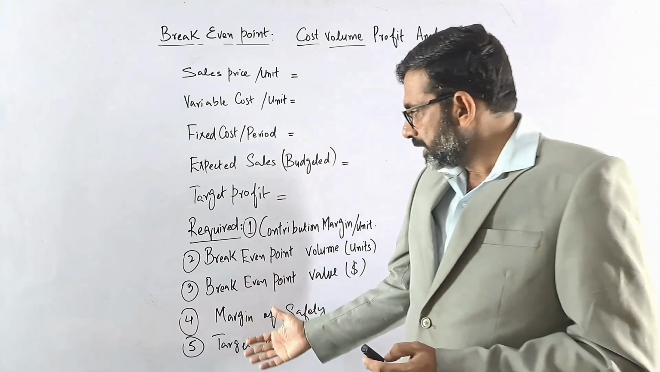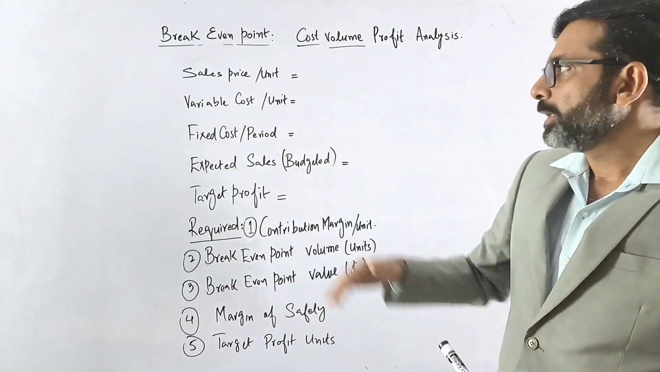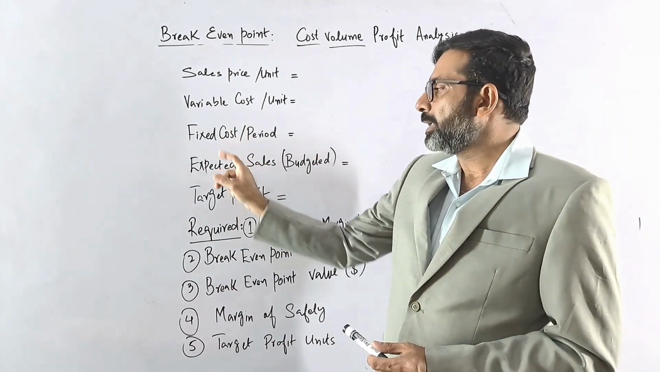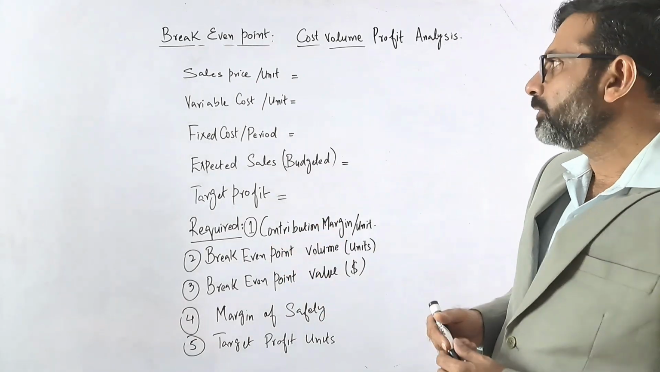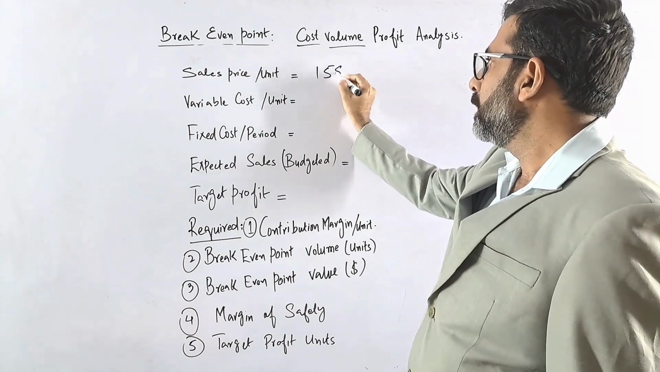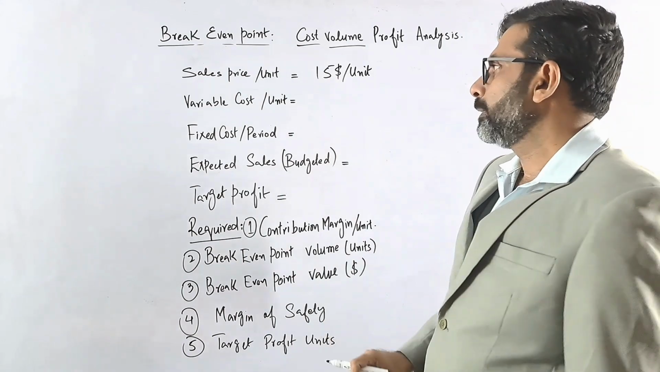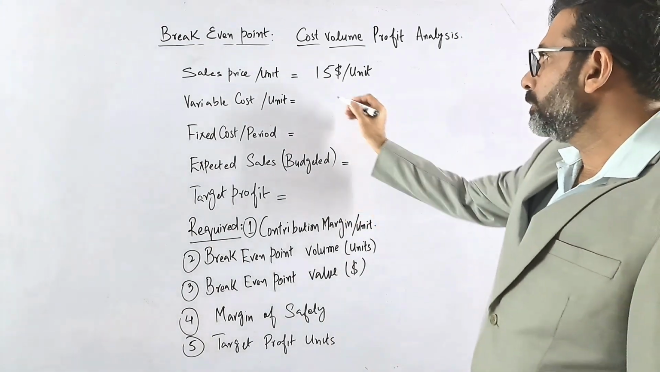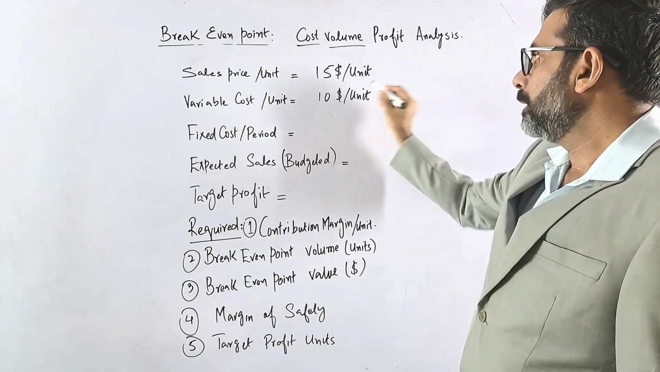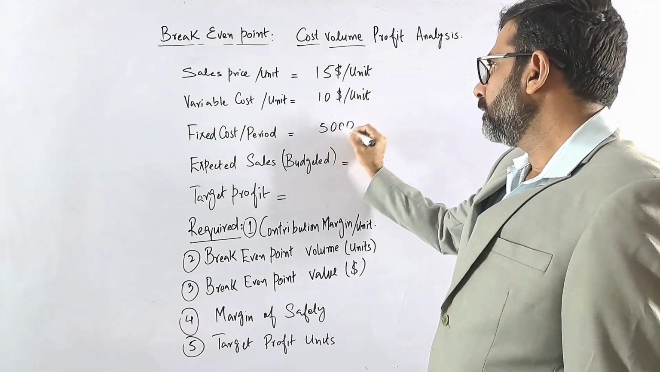There is some information given here. For example, the sale price per unit, the variable cost per unit, and the fixed cost per period are given. We just assume some values. Say the sale price per unit is $15 per unit, the variable cost we assume is $10 per unit, and the fixed cost for that specific period is $5,000.